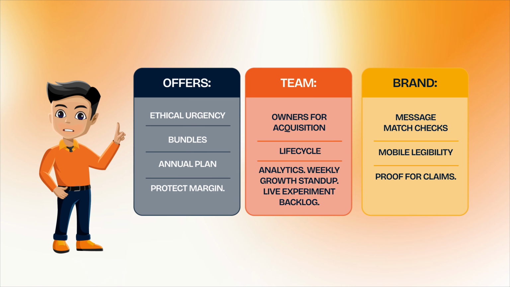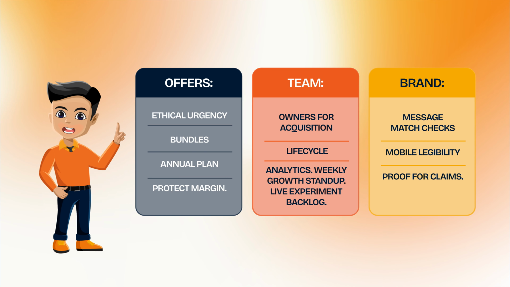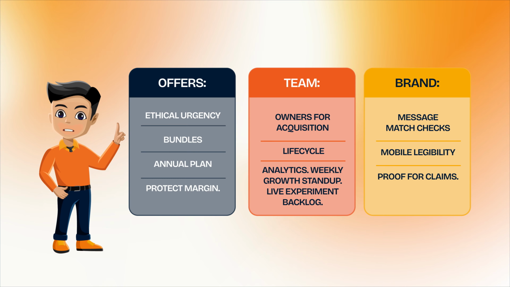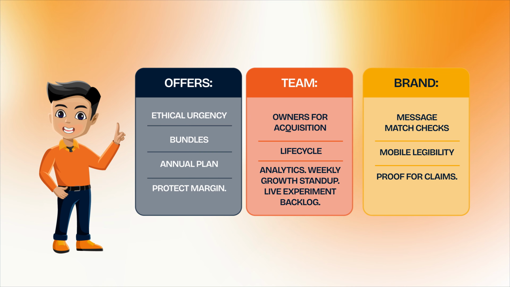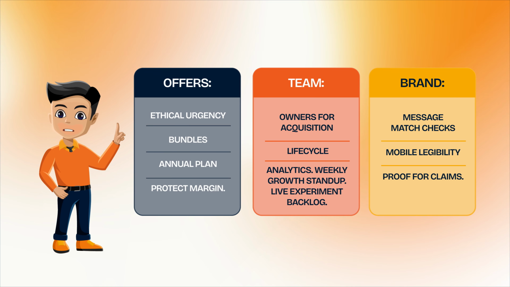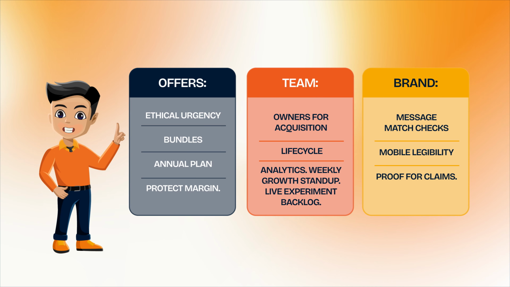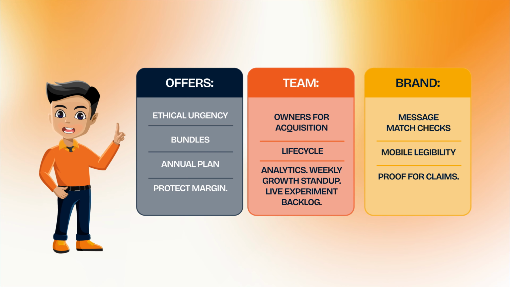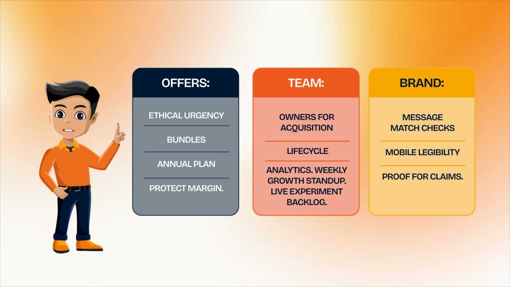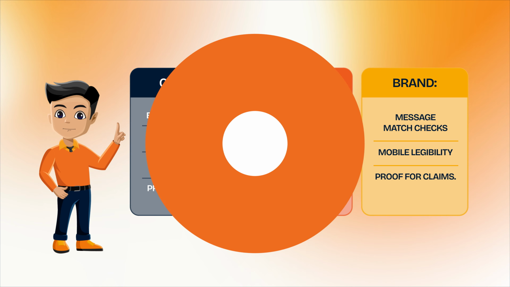Quality and brand control. As volume rises, add QA gates, message match checklists, accessibility and mobile legibility, and a soft brand linter on tone and claims. Keep claims backed by proof: screenshots, audits, real numbers.